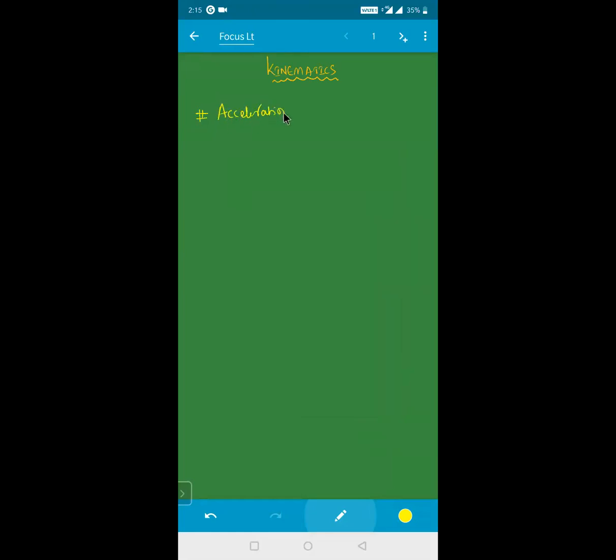What is acceleration, beta? Acceleration is a vector quantity represented by a bar. How do you write the acceleration? Acceleration is nothing but the change in velocity, the rate of change of velocity of an object, is called acceleration. So I can write here, acceleration a bar is equal to change in velocity divided by time taken.